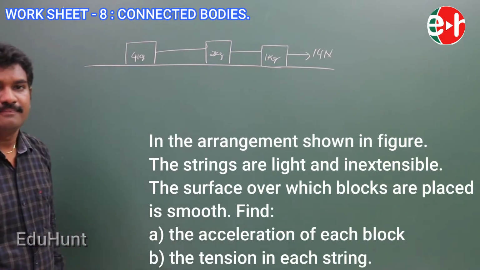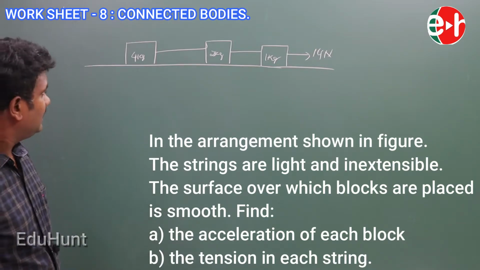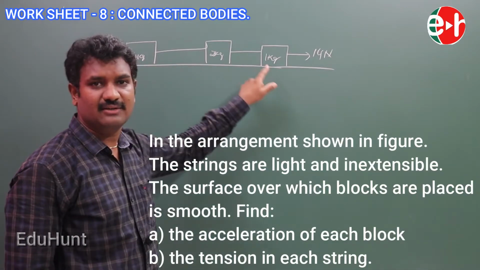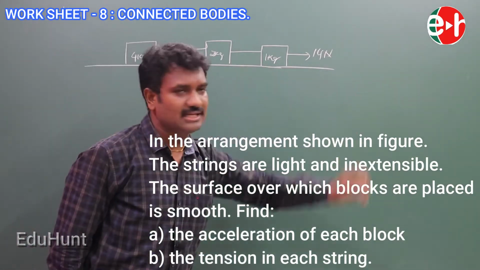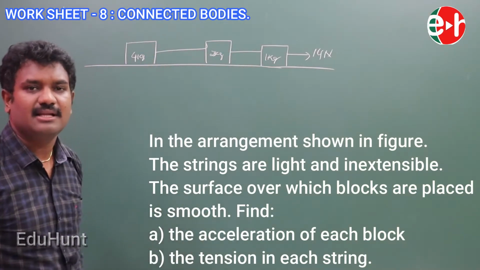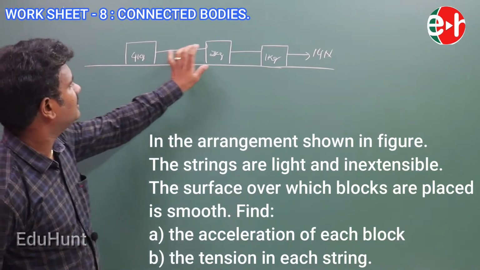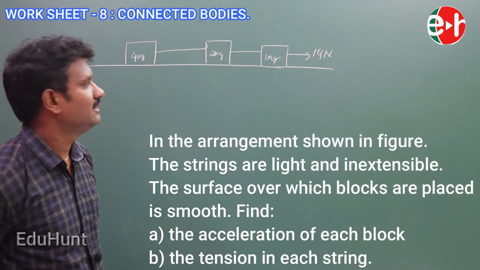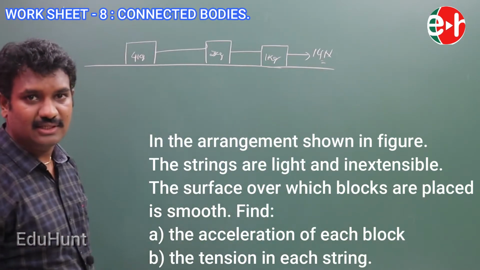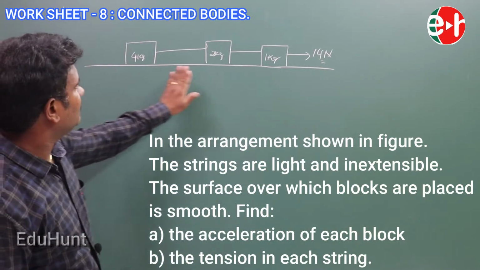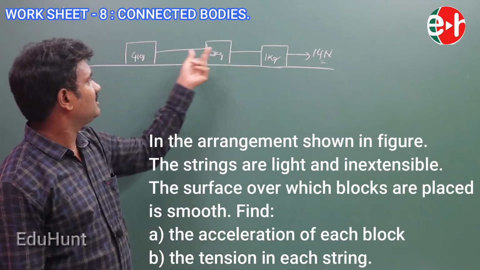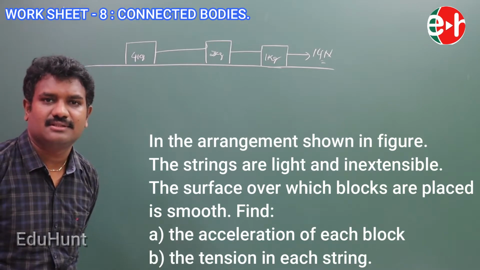Look at this problem. In this problem it is given that 3 blocks of mass 4 kg, 2 kg and 1 kg are kept on a smooth horizontal surface, and the blocks are connected by a light inextensible string. Light means the mass of the strings is not to be considered. Now if a force of 14 newtons is acting on the 1 kg block, the question is, what is the acceleration of the system, what is the acceleration of individual blocks, and what are the tensions in between the strings?